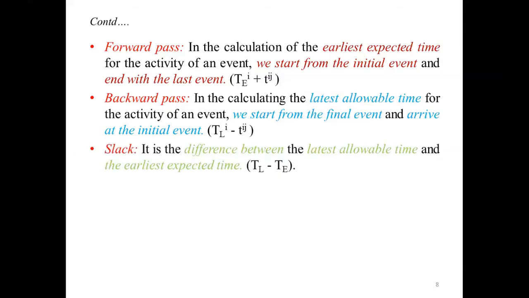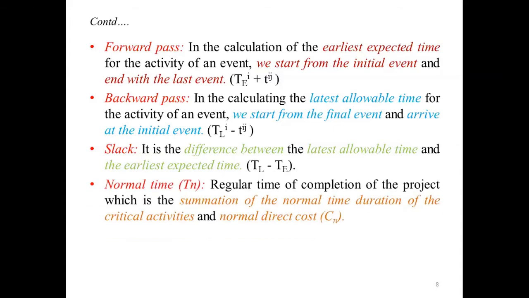Slack: it is the difference between the latest allowable time and the earliest expected time, and is given by TL minus TE. Normal time: the regular time of completion of a project, which is the summation of the normal time duration of the critical activities, and normal direct cost.